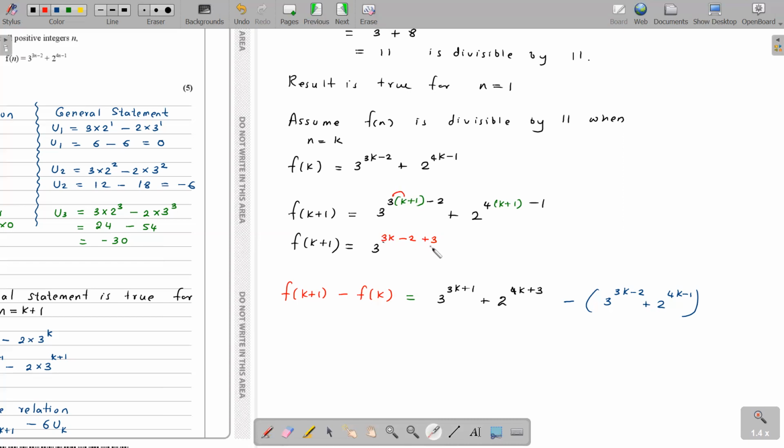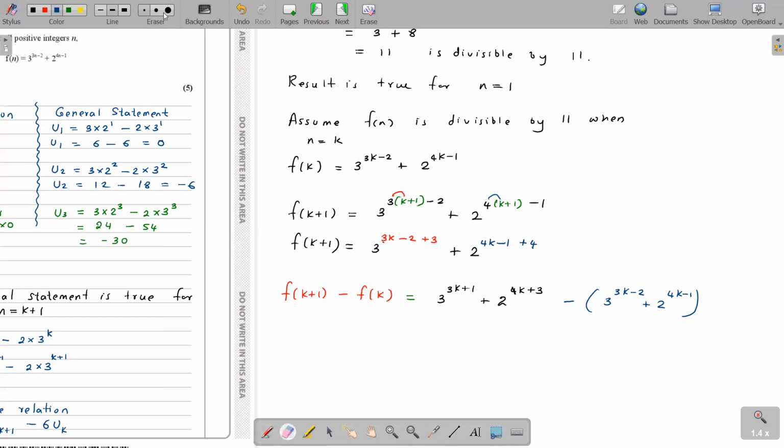Did you see what I did here? Likewise, go for the 2 also. Plus 2 to the power, 4 into k is 4k. Plus 4 into 1 is 4. Don't write the 4 there, because I want 4k minus 1, because fk has 4k minus 1. So I'll bring the minus 1 here, and 4 into 1, 4, I'll put at the corner.